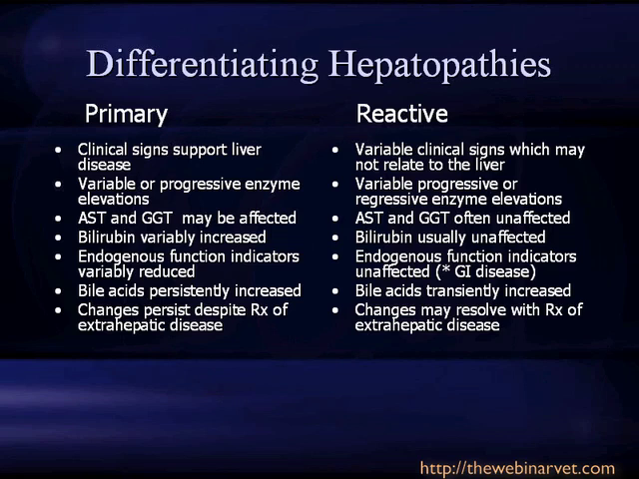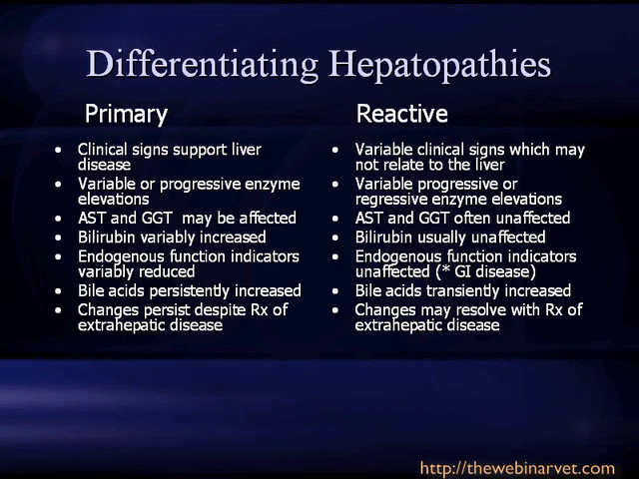Okay, so to try and pull this to some kind of a conclusion, with differentiating the kind of hepatopathies we see, when we're thinking about primary liver disease, we're always looking for the supportive clinical signs. We're looking for documenting persistence of enzyme changes or that they may be progressive. And we're looking for these more specific two enzymes, AST and GDT, to help us. Variable changes in bilirubin. Sometimes we'll see endogenous function indicators are reduced, but the bile acids will usually tell us that function is abnormal. And often, if we try and treat these like we think there may be some other disease process going on, we'll find these changes simply won't go away.